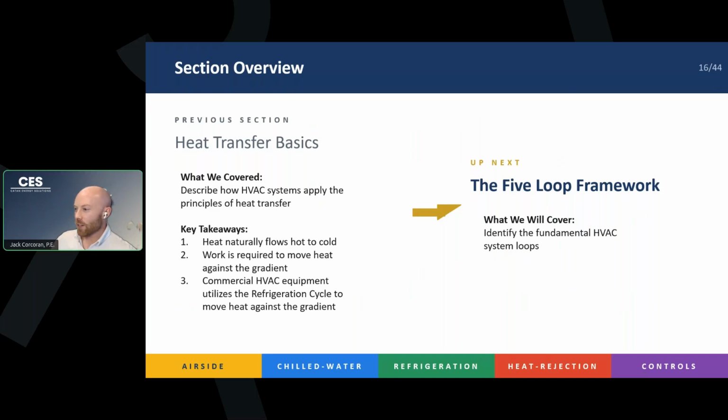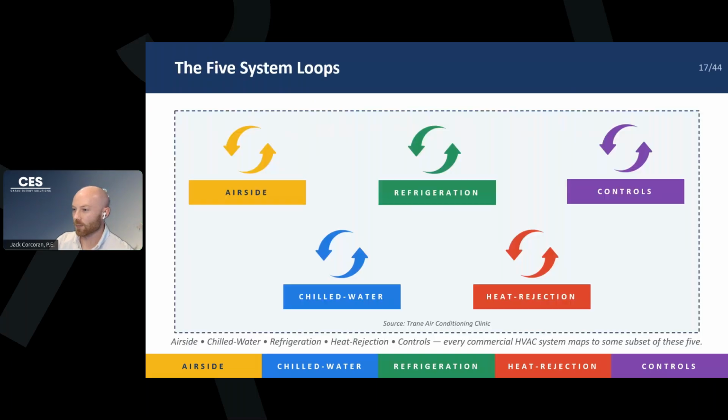All right, so now that we finished section one, we just covered some heat transfer basics. We're going to dive into the 5-loop framework. As I said, these are 5 of the system loops that Trane's air conditioning clinic states. And, you know, there's not very many ways to go about it. We're giving Trane all of the credit due because this is an excellent way to understand how we achieve the heat rejection, right? In the first section, we learned that we need to move heat outside, but how do we do that?